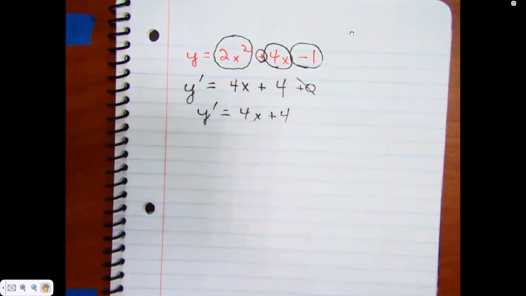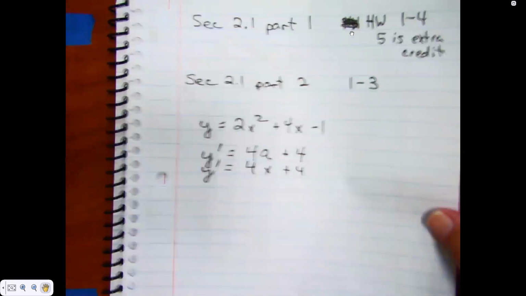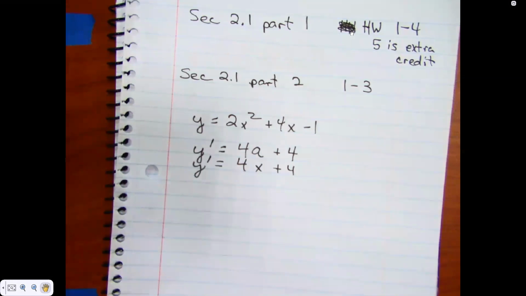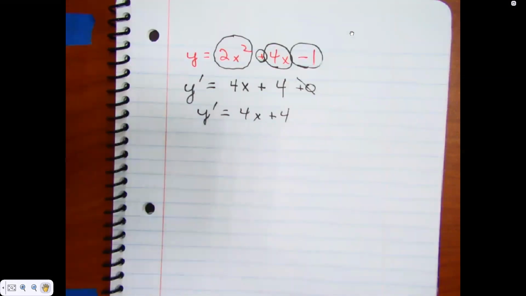What did we get yesterday when we did limits? 4a plus 4, and we said that a is really going to be an x anyway. So do we like yesterday's or today? All right. But we want you to at least see where limits come from. So limits now are going to kind of fade out, but now we got to remember all these rules.